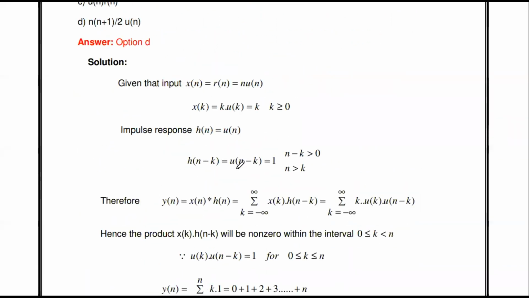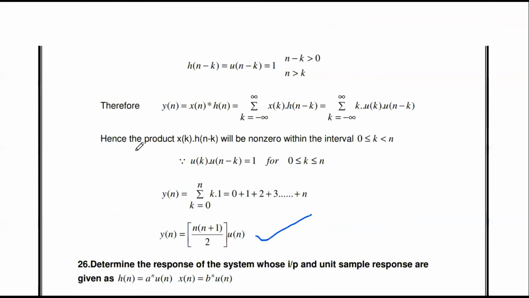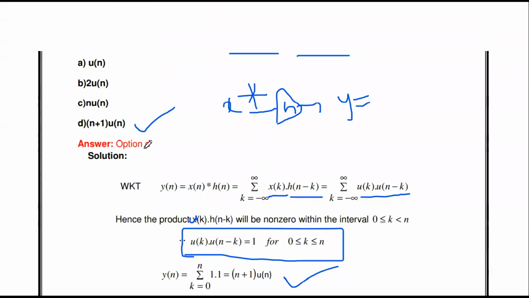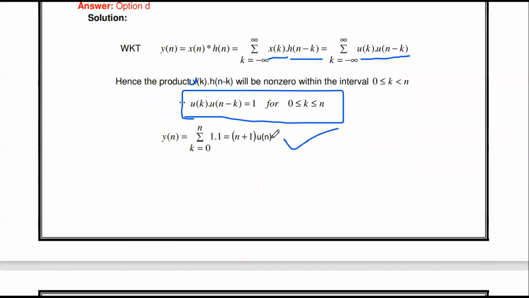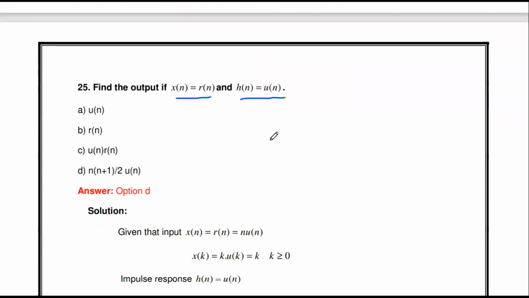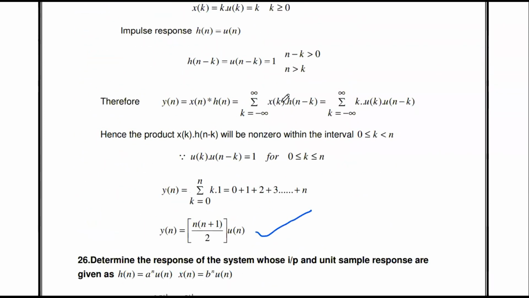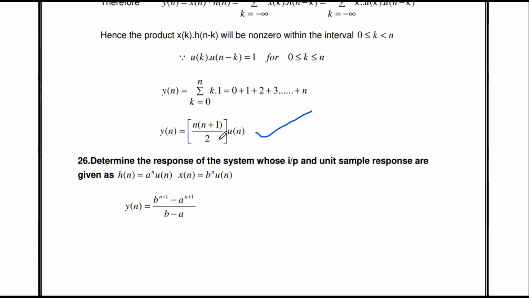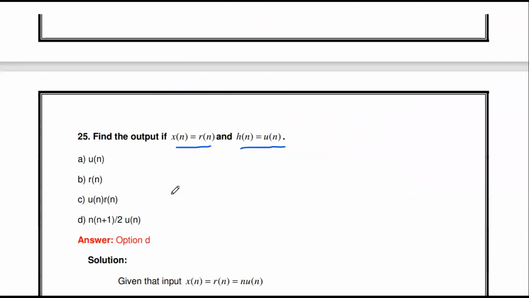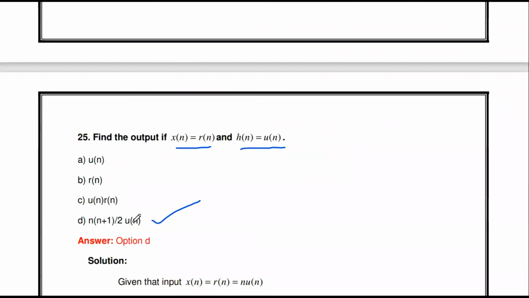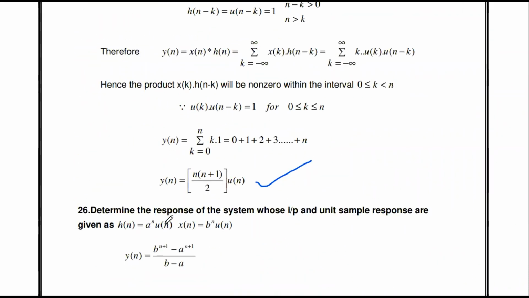This is an 8-mark question. If we perform the convolution of two unit step signals, the answer is n plus 1 into u of n. If you perform the convolution between r of n and u of n, the answer is n into n plus 1 by 2 into u of n.